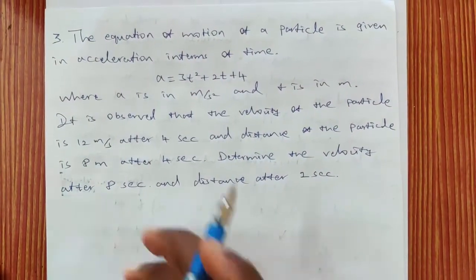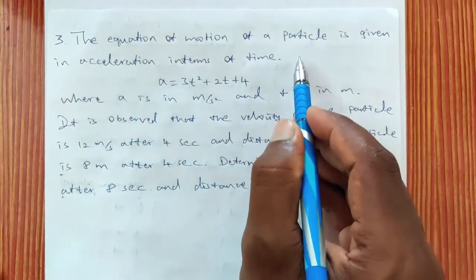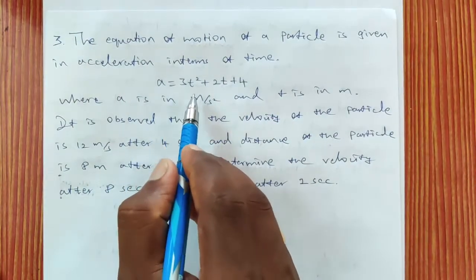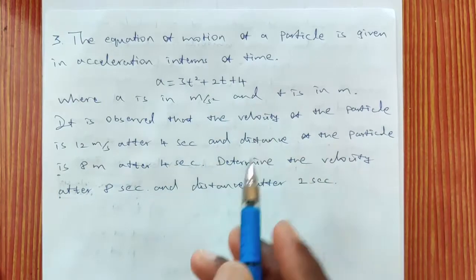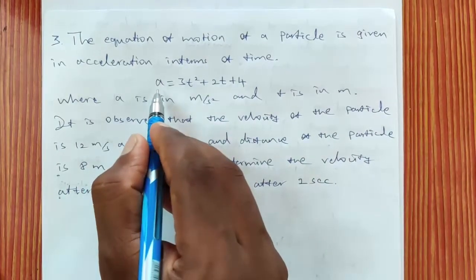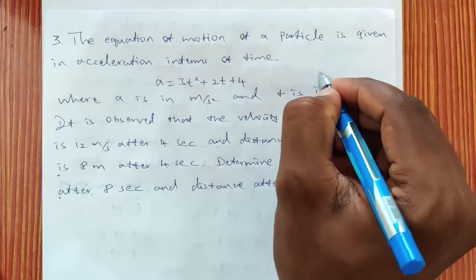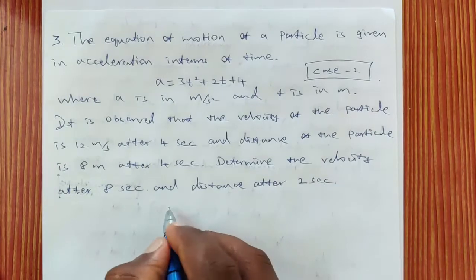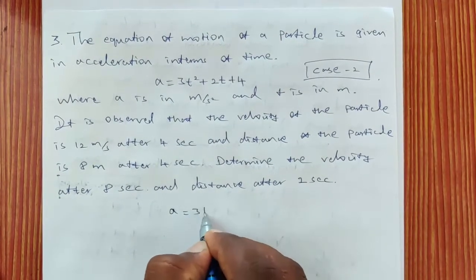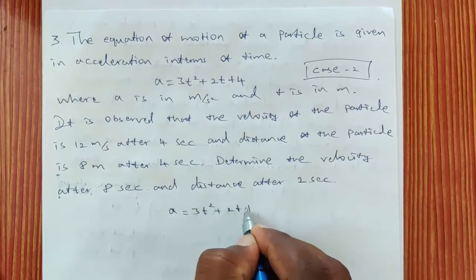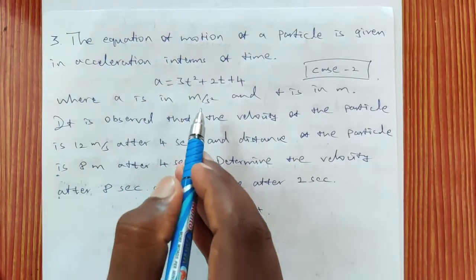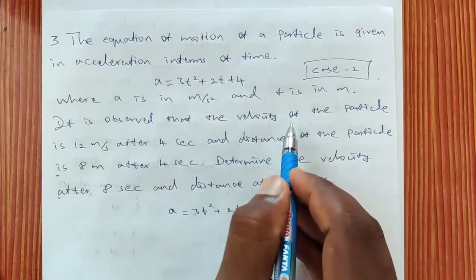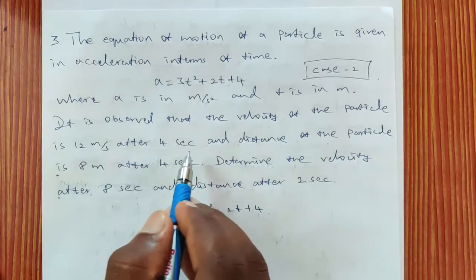The first problem is, the equation of motion of a particle is given as acceleration in terms of time. A is equal to 3t square plus 2t plus 4. So here the A equation is given as a function of t. So this is case 2. Fine. So the given equation is A is equal to 3t square plus 2t plus 4, where A is in meter per second square and t is in seconds. It is observed that the velocity of the particle is 12 meter per second after 4 seconds.